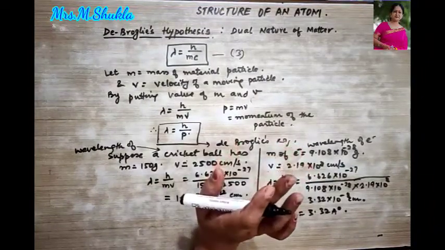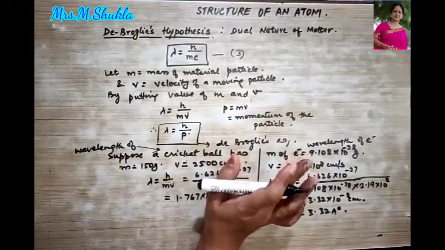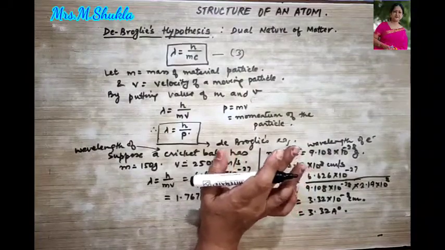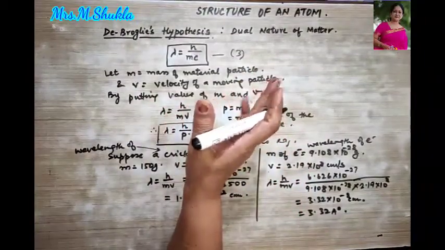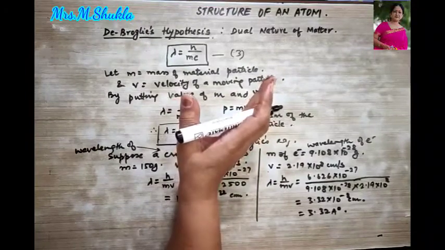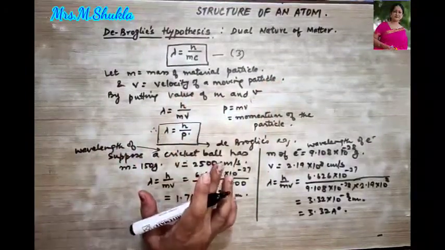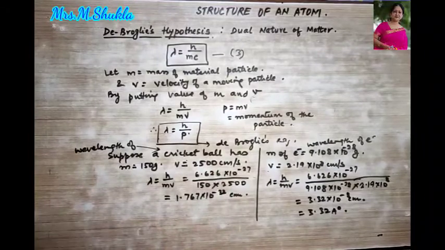Okay, so this wave nature of the electron has been utilized in the construction of your electron microscope, right? Now we are going to talk about Heisenberg's uncertainty principle. I hope till here everything is clear.